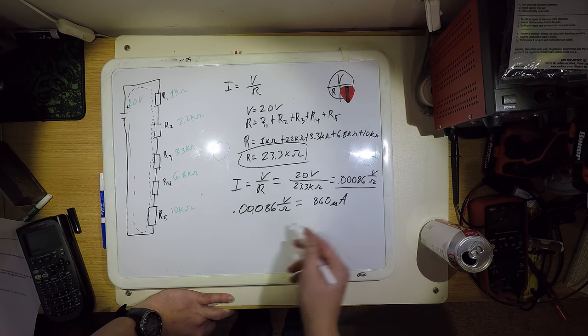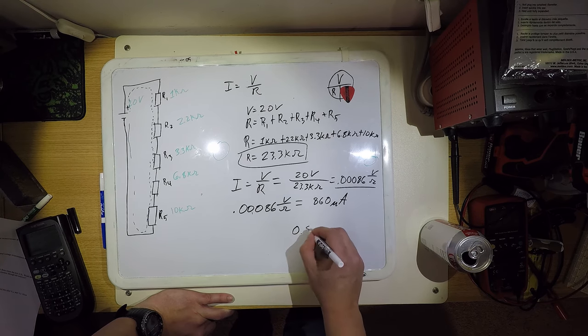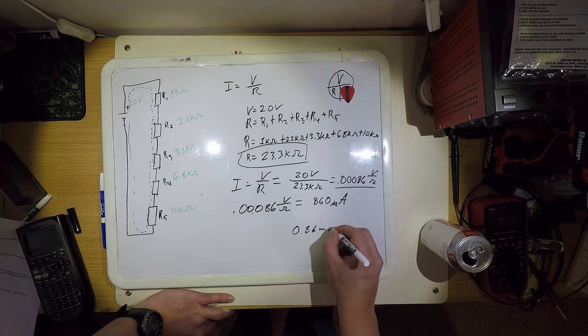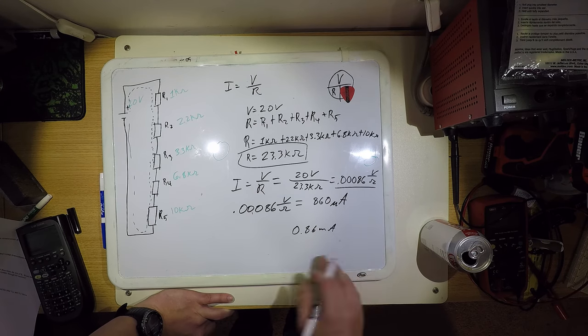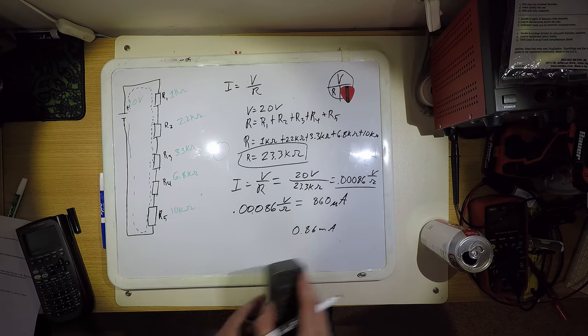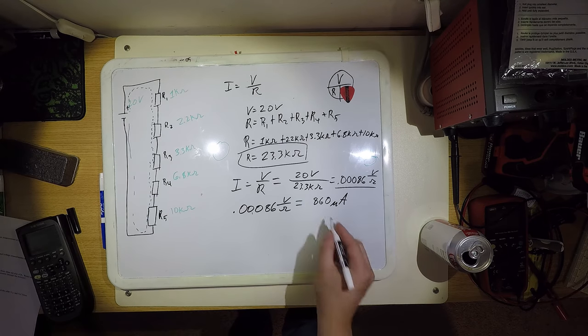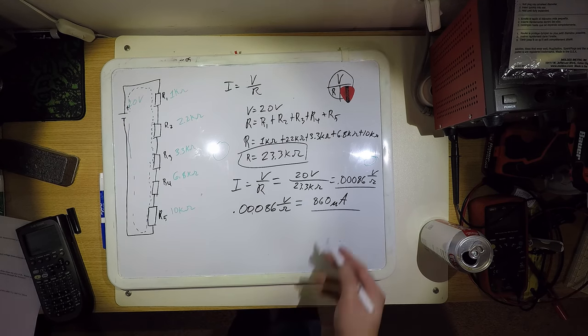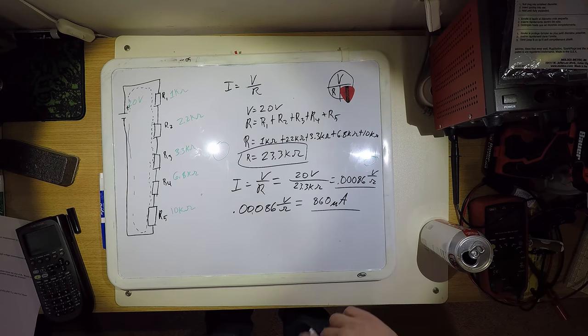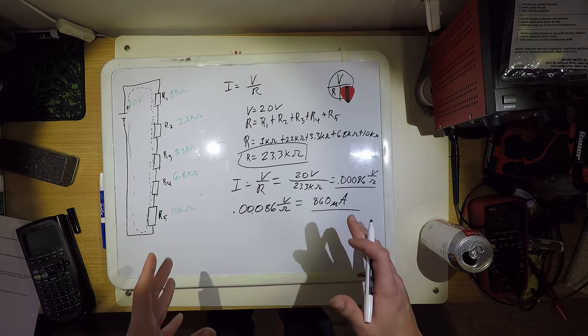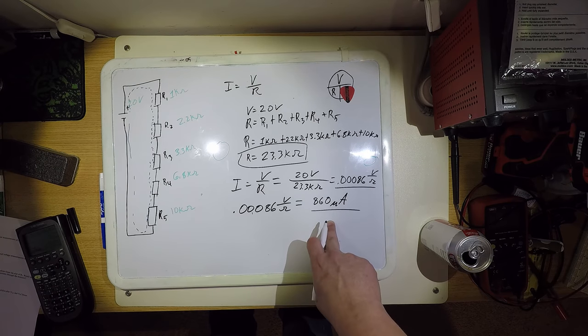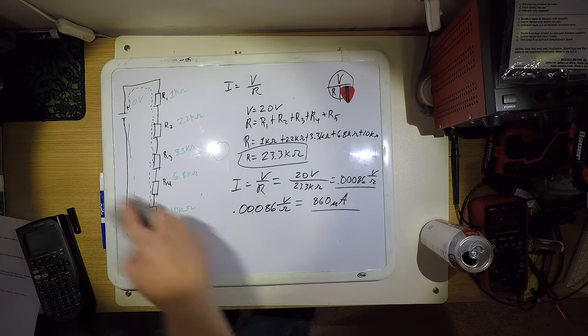Or it'll also be 0.86 milliamps. Either way is fine, really. But if you want to write it down in engineering notation, you would be looking at microamps. Now, with all of this in hand, we have what our current is. I'm going to go ahead and erase everything else.